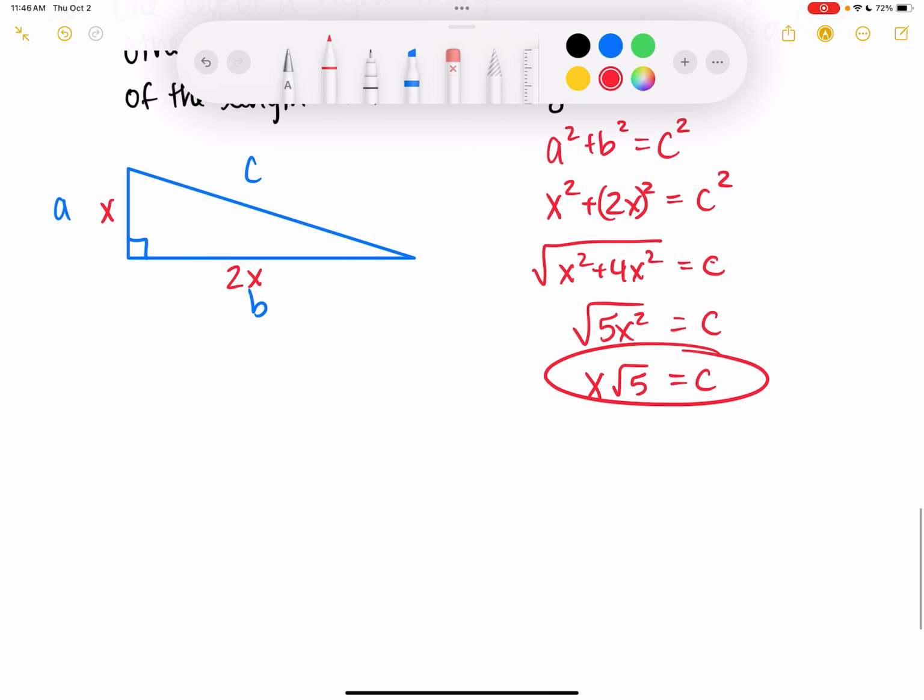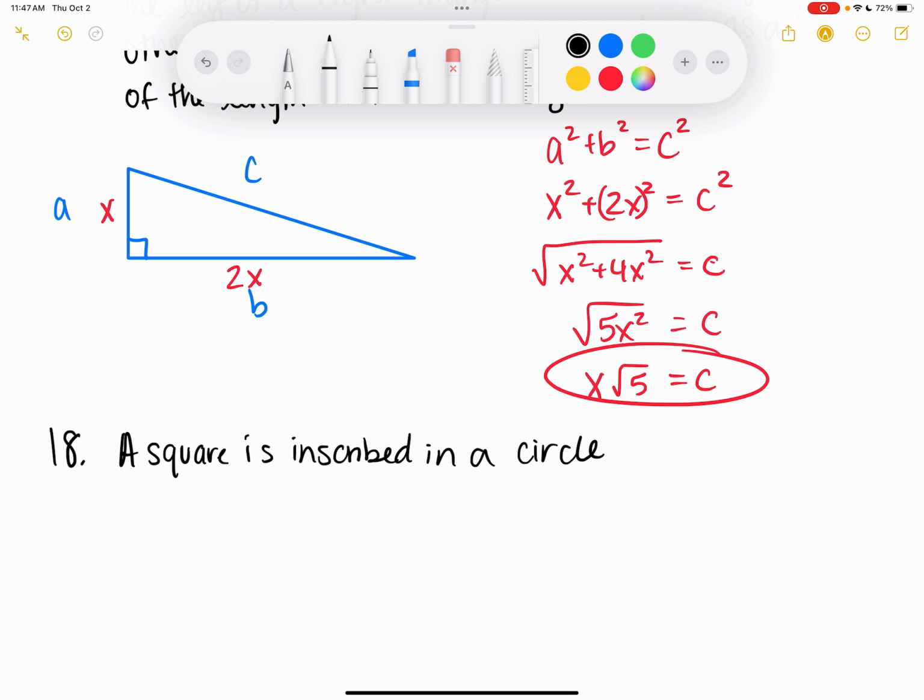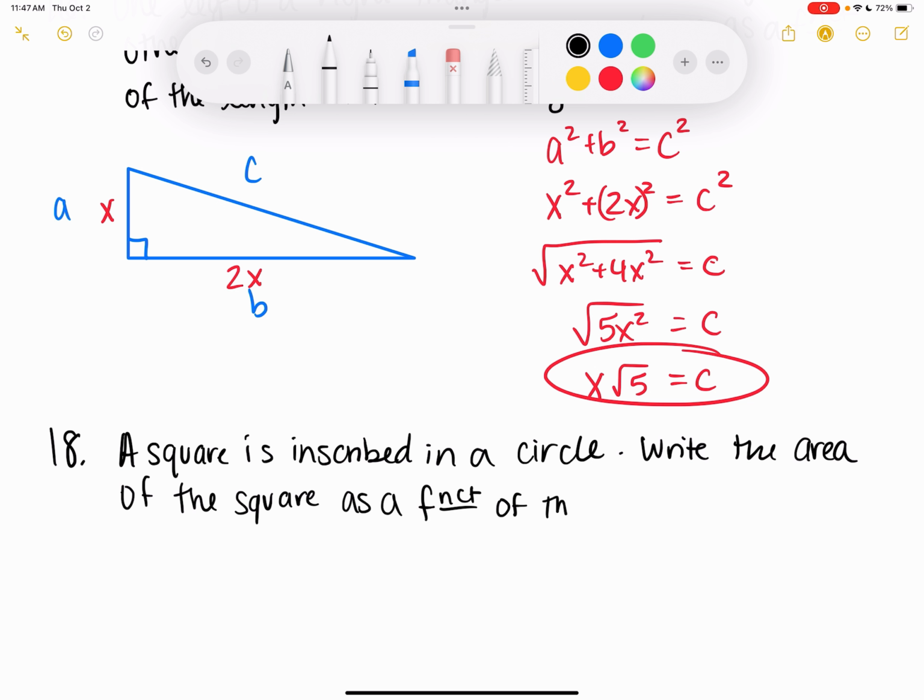18. A square is inscribed in a circle. What does that mean? It's inside it. Yep, the square is going to be in the circle completely. The area of the square as a function of the radius of the circle.